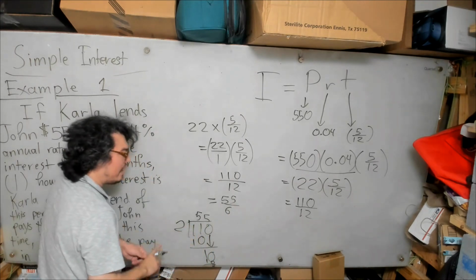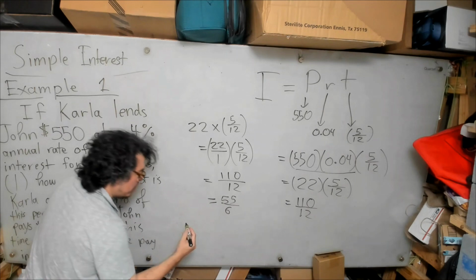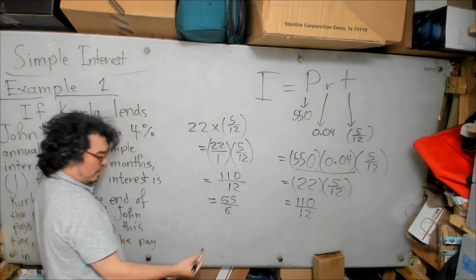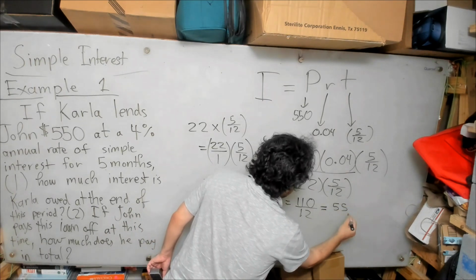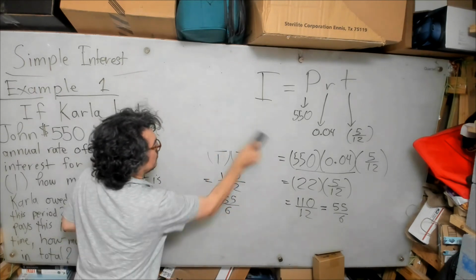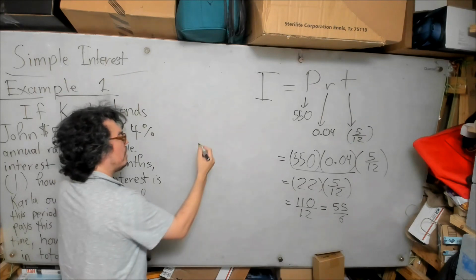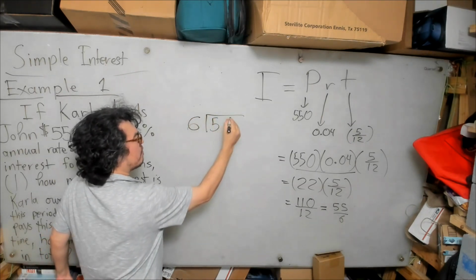Now that we have written it like this, we're in a position to change it into a decimal. So to convert this into a decimal, I'm going to do the long division. Okay, let me write that down here. So I want to ask how many times does 6 go into 55?